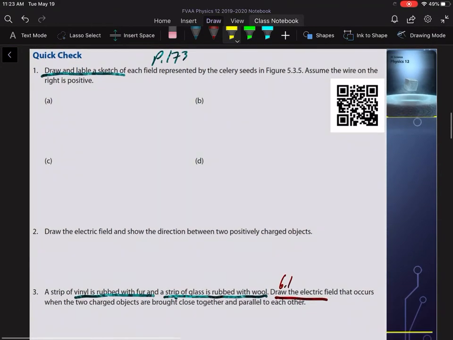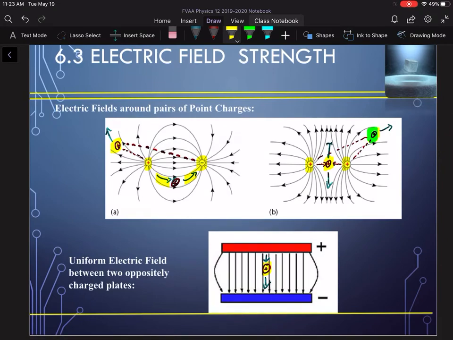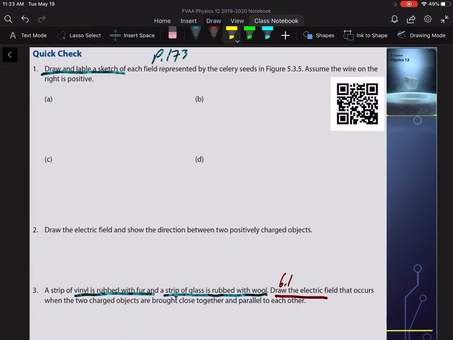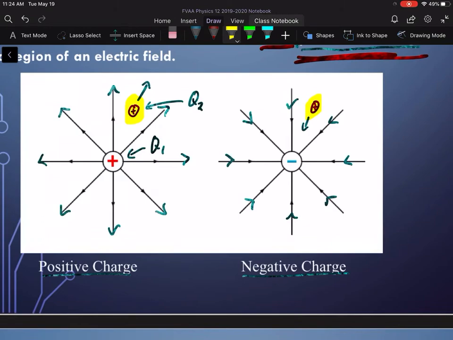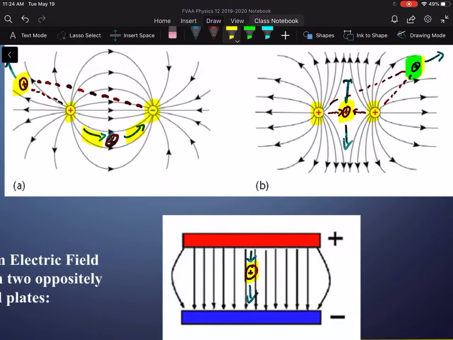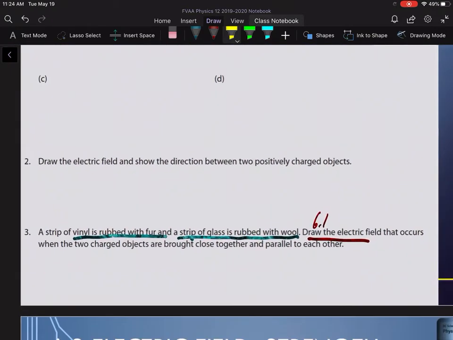Okay, so the first part of your assignment for this 6.3 section, specifically the first part of our work on this section together, is this quick check where you're going to go on page 173, and there's some diagrams based on celery seeds and their interaction in electrical fields. Based on those diagrams, I want you guys to draw these types of diagrams of electrical fields. Either this, if there's just one charge, or these kinds of diagrams if there's two point charges or two plates, like in the very bottom there. So you have to make those diagrams and also answer the next two questions here.